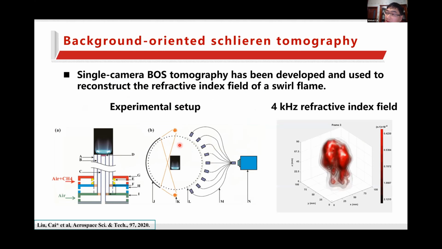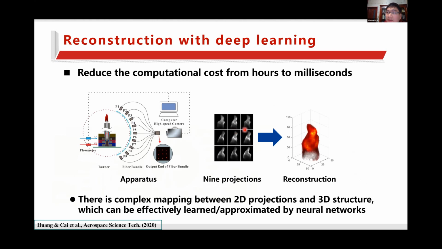Also, we can make it high speed by using just one single camera with a fiber bundle. The computational time for the reconstruction of one single frame is really huge, because the number of variables involved is enormous. It's about 1 million or above variables for each reconstruction. So it takes several hours to process one frame. To reduce the computational cost, we try to use deep learning algorithms to speed up.